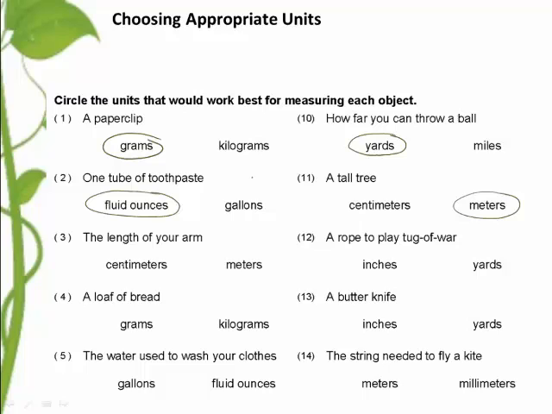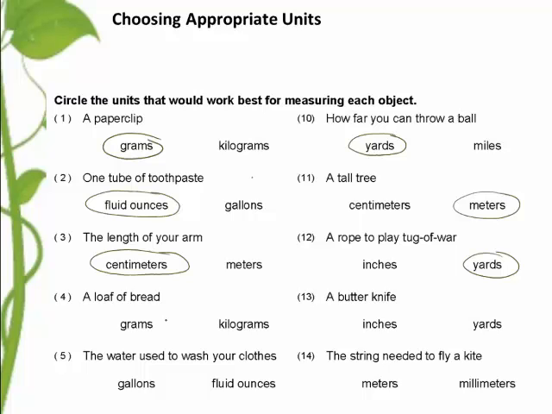The length of my arm in centimeters or meters? 1 meter is approximately 3 feet, so if you have long arms, you might be able to measure it in meters, but I would go ahead and suggest centimeters to get the most accurate results. Our rope for playing tug of war, we're going to measure in yards. A loaf of bread, grams or kilograms? Well, we need to know how much a kilogram actually weighs.